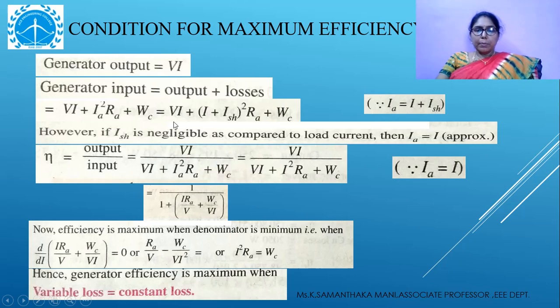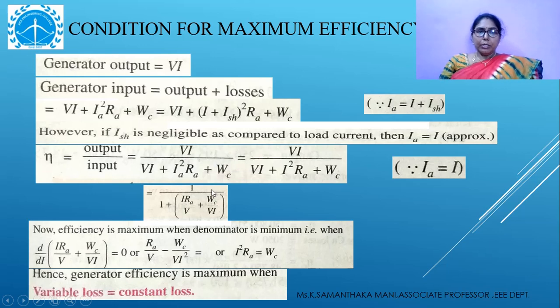Now, to simplify this equation, I divide the numerator and denominator by VI. Then it can be simplified into 1 by 1 plus IaRa by V plus Wc by V into I. I'll stop at this equation. Here eta is the efficiency symbol, so eta equals this equation we obtained.